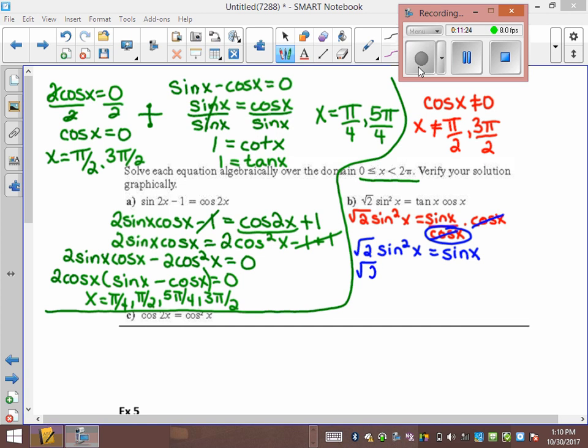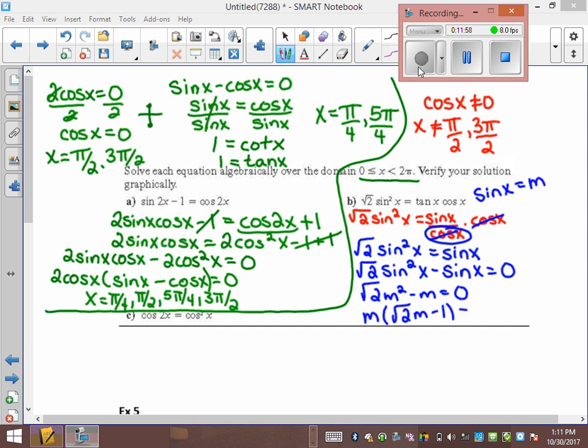So I get square root 2 sine squared x minus sine x equals 0. And then you can replace the sines with m's or x's or whatever you want if that makes it better for you. A lot of people do. If you don't need to switch it out, then don't. For this case, because I didn't switch the other one out, I'll switch this one out. So I'll switch the sine x out for m. So square root 2 m squared minus m equals 0. So I can take out a GCF of m. And I'm left with m times square root 2 m minus 1 equals 0.